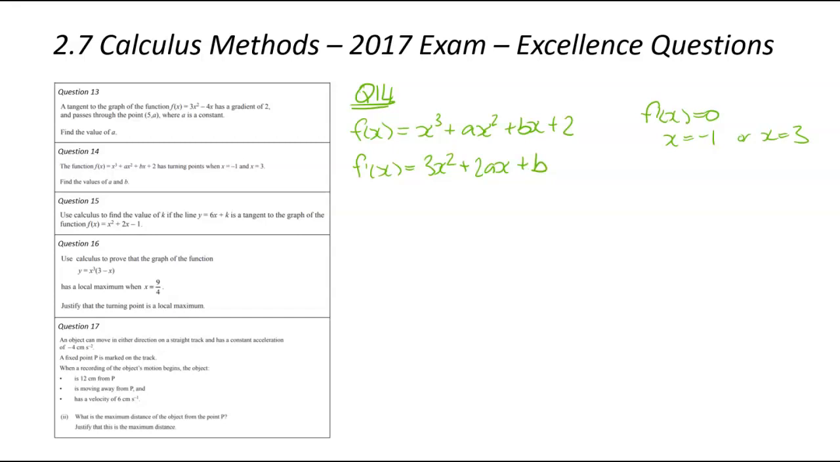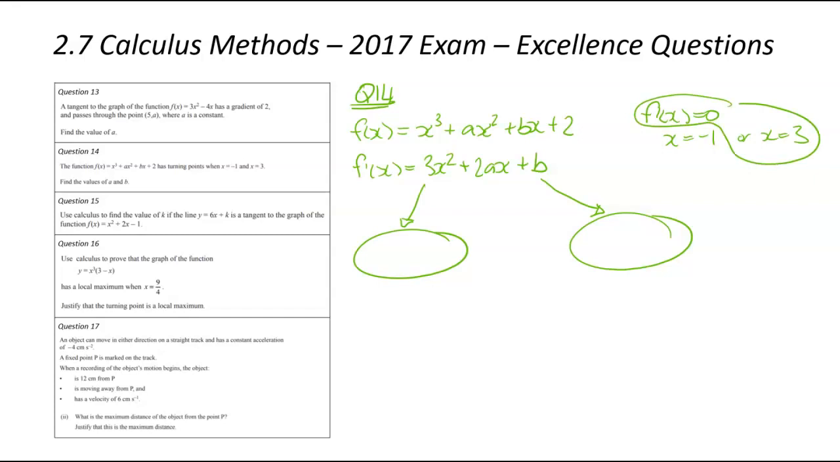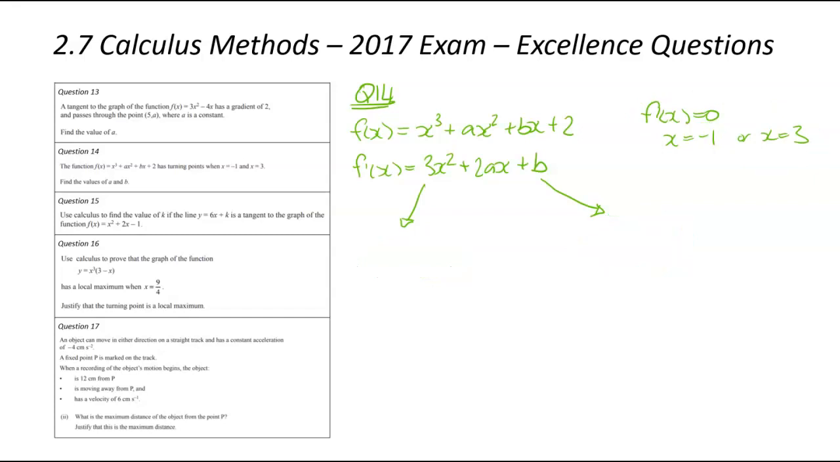At this stage, this is kind of where the simultaneous equations come in. So I'm just going to split it up into two equations. For the first equation, we're going to substitute 0 and negative 1. And for the second equation, we're going to substitute 0 and positive 3. That'll leave us with two equations with two unknown variables.